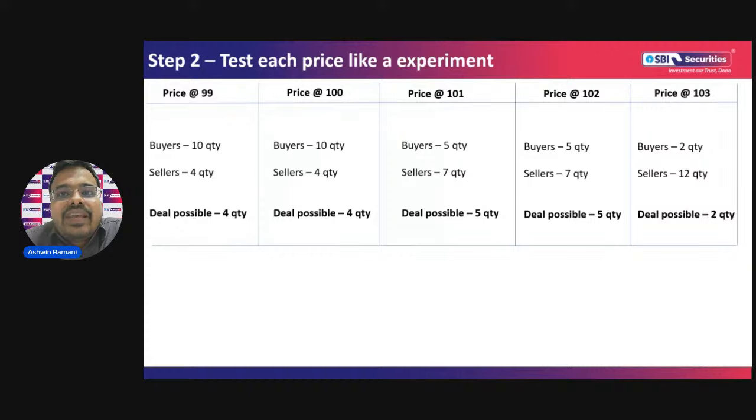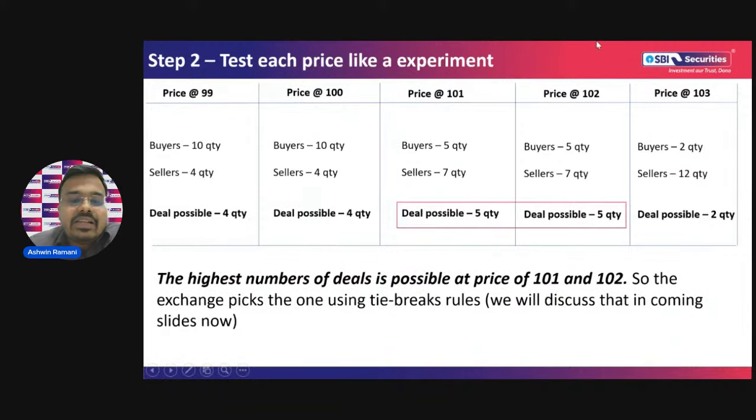Now there is a tie break, guys. A maximum deal can happen either at 101 or at 102 as well, right? Because 101 also has 5 quantities. How would 99 work? At 99 only 4 are possible, at 100 only 4 are possible, at 101 it is 5, at 102 it is 5, and at 103 it is 2. So there are only two prices where the maximum deal can happen. It can be either 101 or 102, right? So the highest number of deals is possible at a price of 101 and 102.